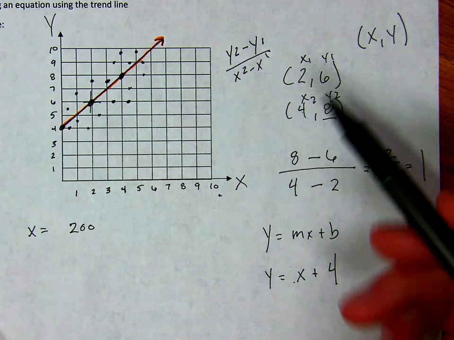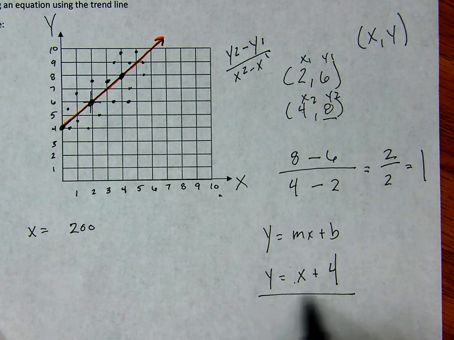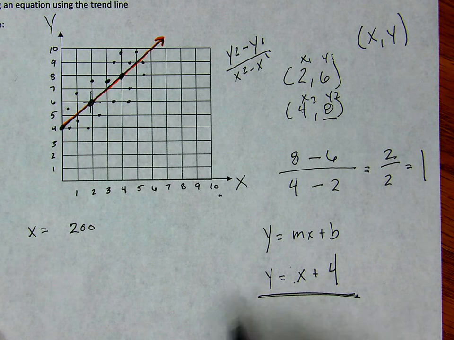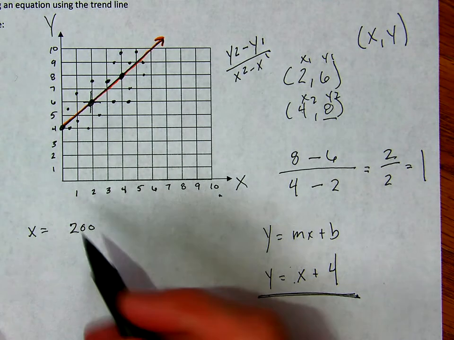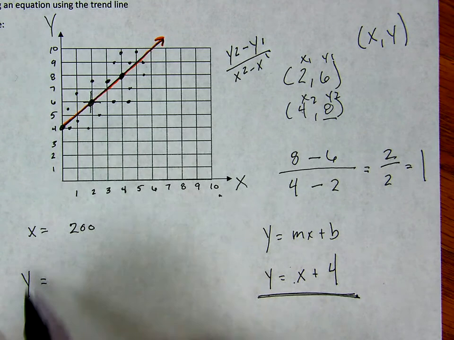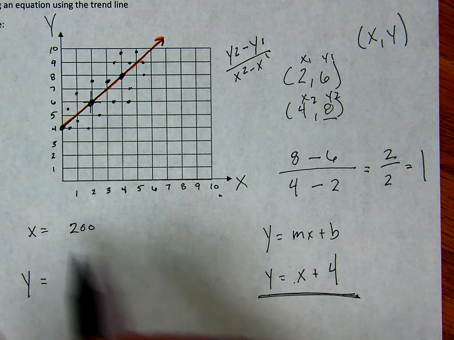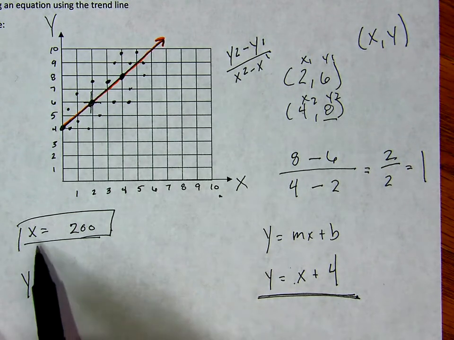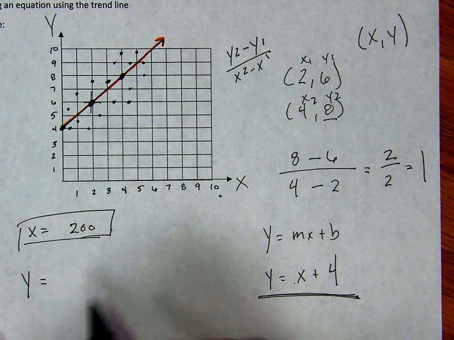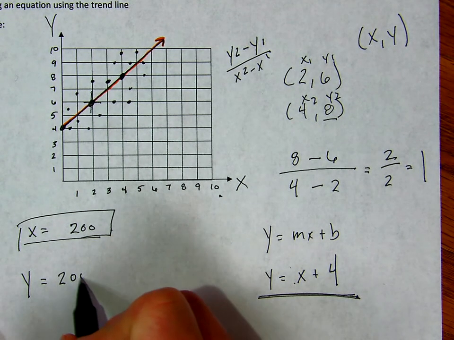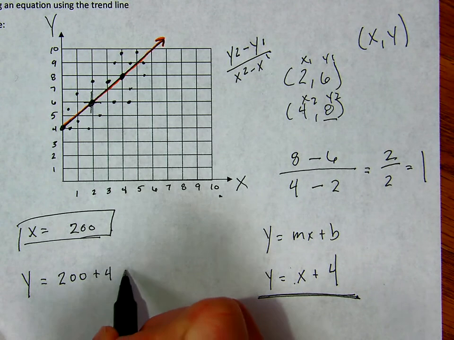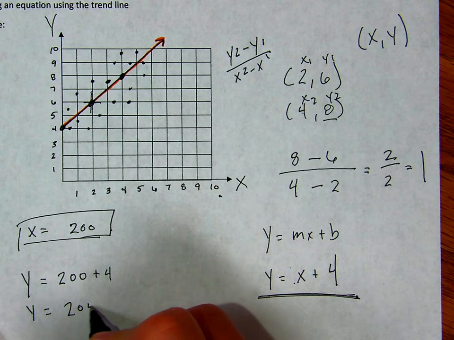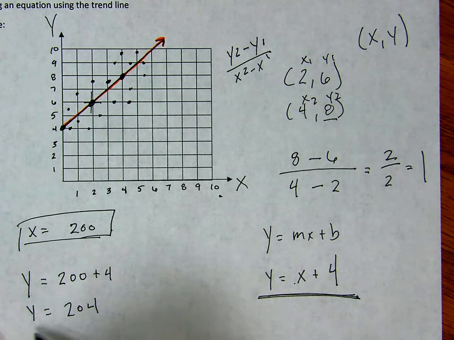So what we're going to do is take our linear equation that we've made over here, y equals x plus 4, and plug in our x. Instead of having the variable x, we're going to plug in 200, because we're trying to figure out what y is when x is 200. So plug in 200 for x and continue the equation. This one's pretty simple. When x is 200, y is 204.